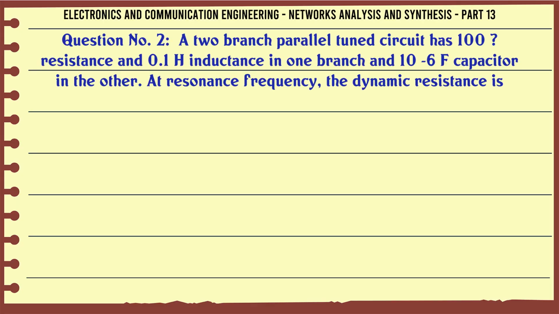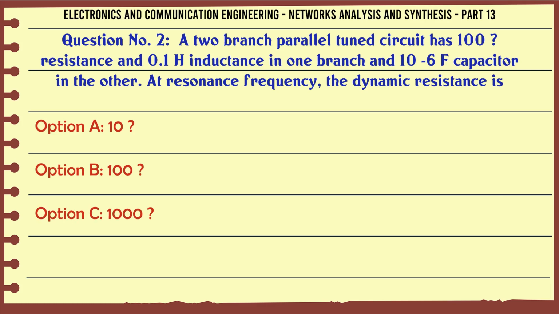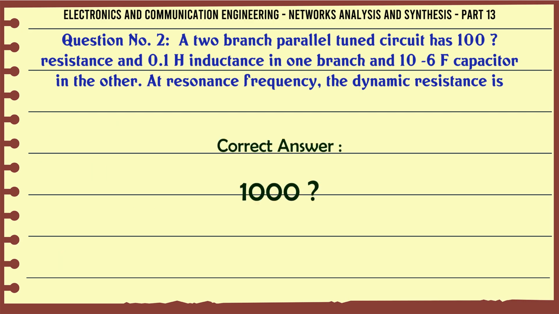A 2-branch parallel tuned circuit has 100 Ω resistance and 0.1 H inductance in one branch and 10.6 µF capacitor in the other. At resonance frequency the dynamic resistance is A 10, B 100, C 1000, D 10,000. The correct answer is 1000.